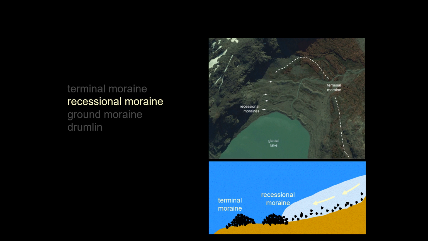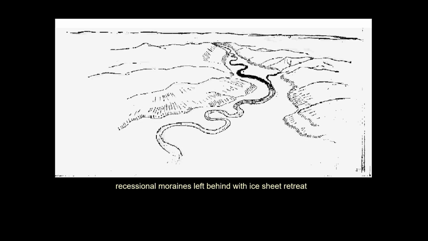And so you always have only one terminal moraine, and that represents the maximum extent of how far the continental ice sheet extended. But you might have a couple of different recessional moraines that are left there as the ice sheet stops for a period of time and dumps material. There might be a whole series of recessional moraines. We can see that here in this animation.